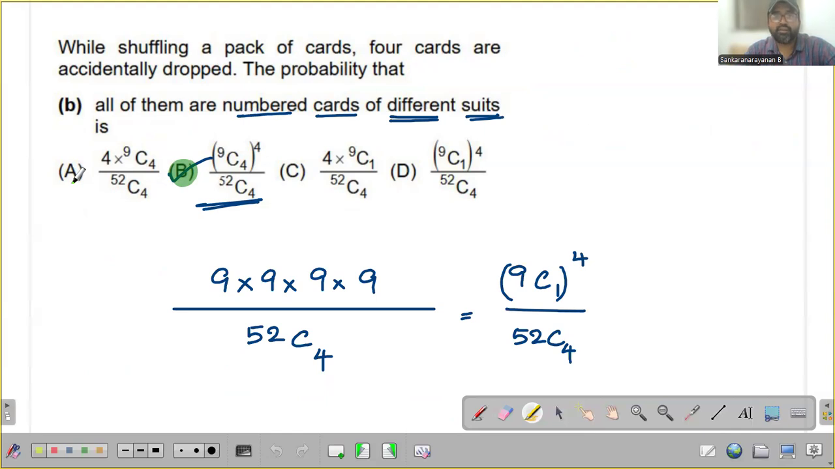Correct. Oh, 9C1 power 4. Okay, fine. My mistake. It has to be D. Correct, no? 9C1 raised to 4 divided by 52C4. Correct. 9C1 raised to 4. It has to be D. What you said is right. Okay. It is D. Accidentally, I marked it as B. It has to be D. Okay. This is what you were asking me, right? Yeah. This is 9C1 to the power of 4 by 52C4. This comes correct.